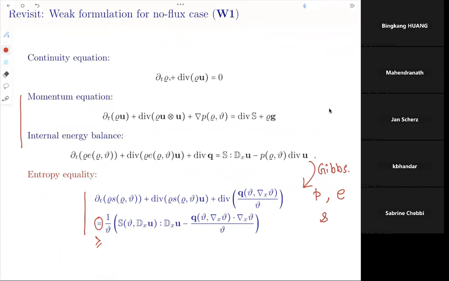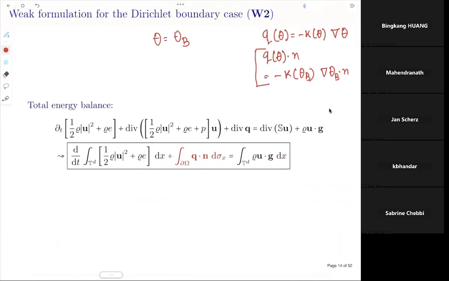We multiply the momentum equation by velocity and then add, we have the total energy balance. There is the first equation, there is no problem. Now, if you want to integrate it over time, you see now Q dot n is not 0, so you have some boundary term. And this actually allows us to get something like an extra estimate.